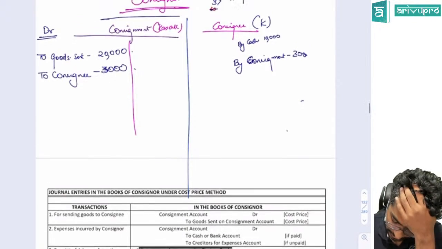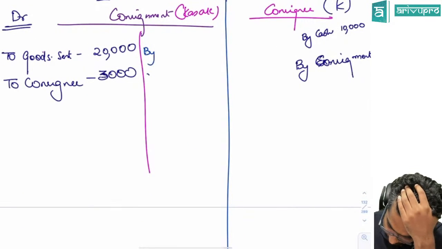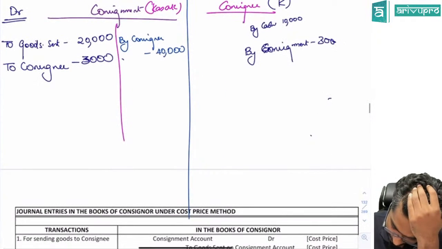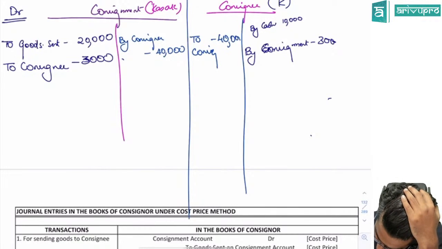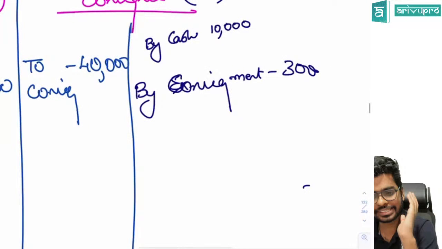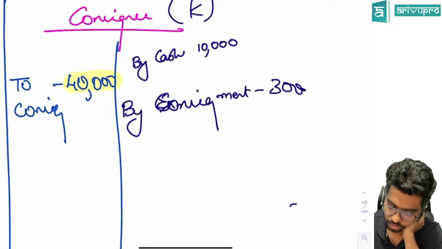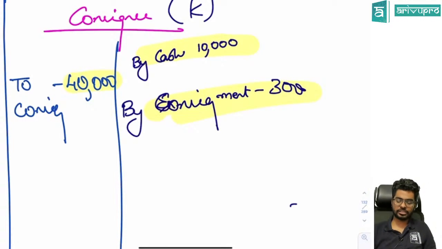Now, in the consignment account, I told you it's like a trading account. So my sales will come here by consignee, let's say 40,000. And in the consignee account, I will get to consignment 40,000. Now, if you guys just understand the consignee account, boss, I sold goods worth 40. I have commission. I have some expenses. The balance is the money I will transfer. Are you guys clear?